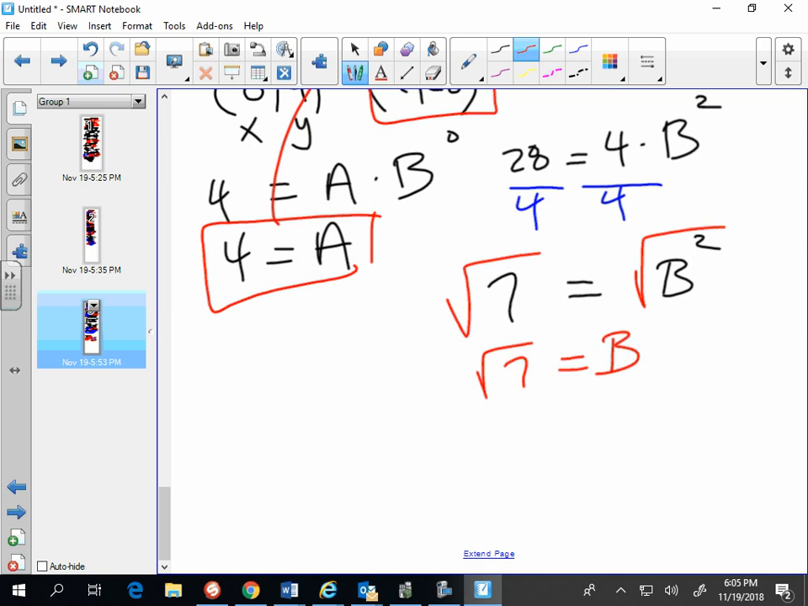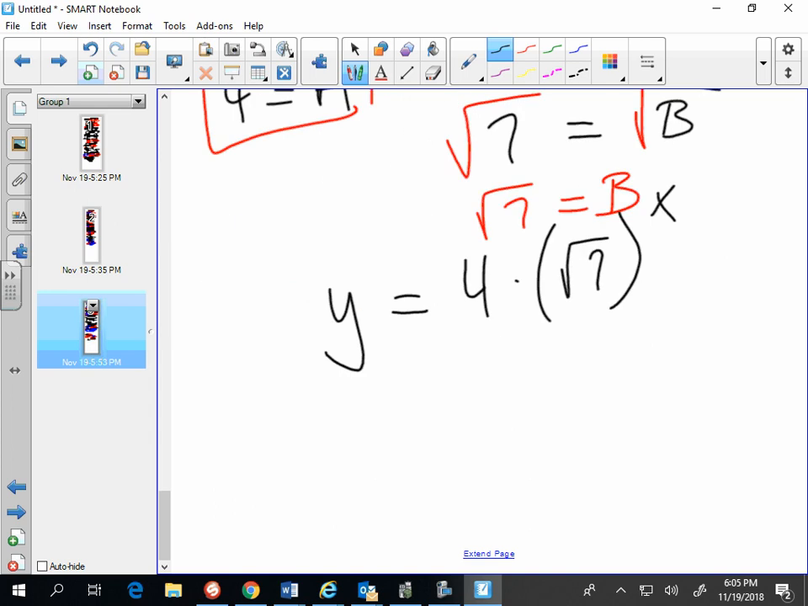So root 7 equals b. 4 was a, root 7 was b. My model then is y equals 4 times root 7 to the x. And if you don't like that square root, remember we could write this as 7 to the 1/2 power to the x, or y equals 4 times 7 to the 1/2 x. There's my exponential model for this first graph. Okay, last problem. Let's see if we can get this done.